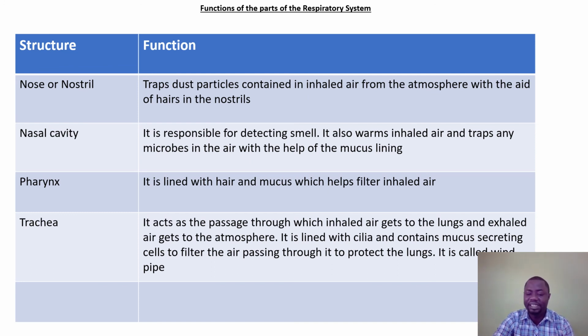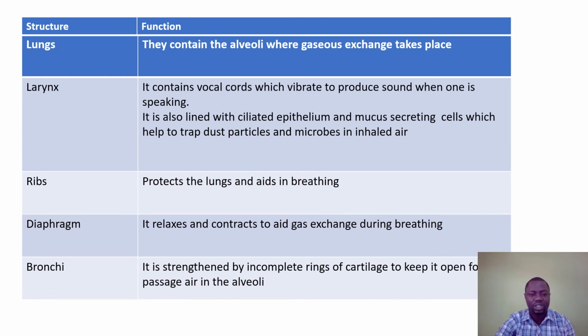It is lined with cilia and contains mucus secreting cells to filter the air passing through it to protect the lungs. The lungs are very delicate, and any dirt, any organism that is not supposed to be there, when it gets there, can cause lots of troubles. So the trachea also has cilia and contains mucus secreting cells to filter the air that is going to the lungs. Alright. The larynx. It contains vocal cords which vibrate to produce sound when one is speaking.